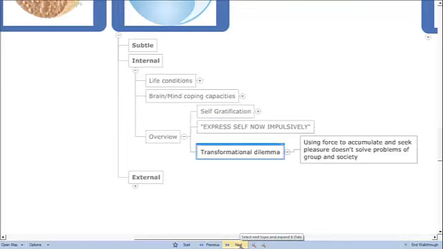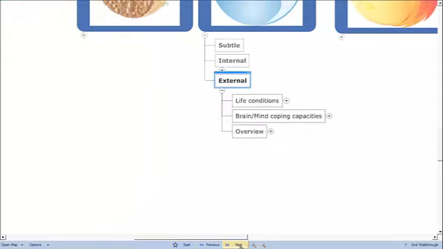The transformational dilemma that occurs at the final stage of Water Internal is that using force to accumulate and seek pleasure doesn't solve the problems of the group and society. So once you face this dilemma, you either stay at this level or you go up to Earth. Why do I keep saying Earth? You go up to Water External.